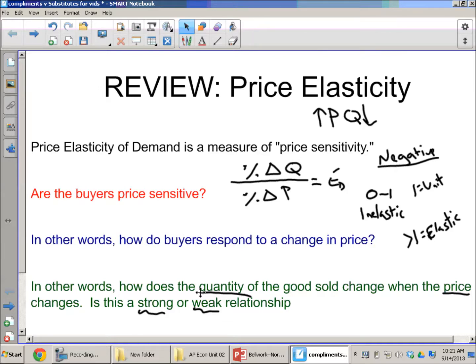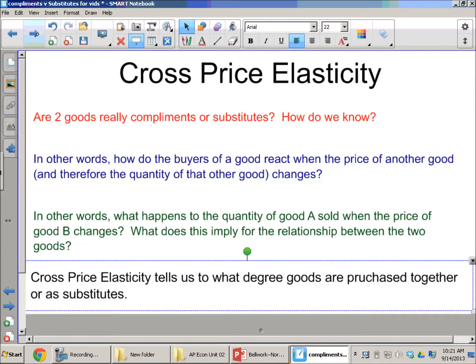So this is just the basic formula here: percentage change in quantity divided by percentage change in price. Now let's take a look at cross-price elasticity and what that's all about. Cross-price elasticity is a different topic altogether, and this is the main question that we want to get at with cross-price elasticity: are two goods really complements or substitutes, and how do we know?